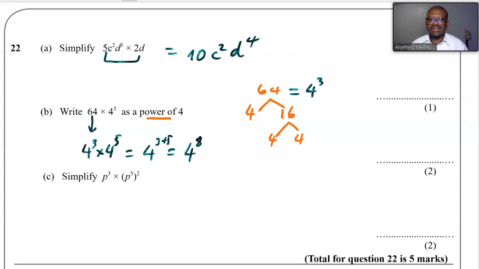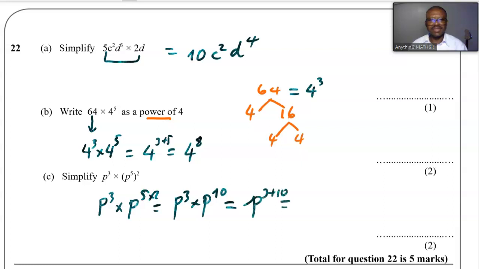The next one says simplify this. We do the one in the bracket first. So it's going to be 3 raised to the power 3 times p raised to the power 5 times 2, which is the same as p raised to the power 3 times p raised to the power 10. And that will give us p raised to the power 3 plus 10. You get p raised to the power 13. Okay? Please don't rush. If you rush, you make mistakes and you don't get the full marks.